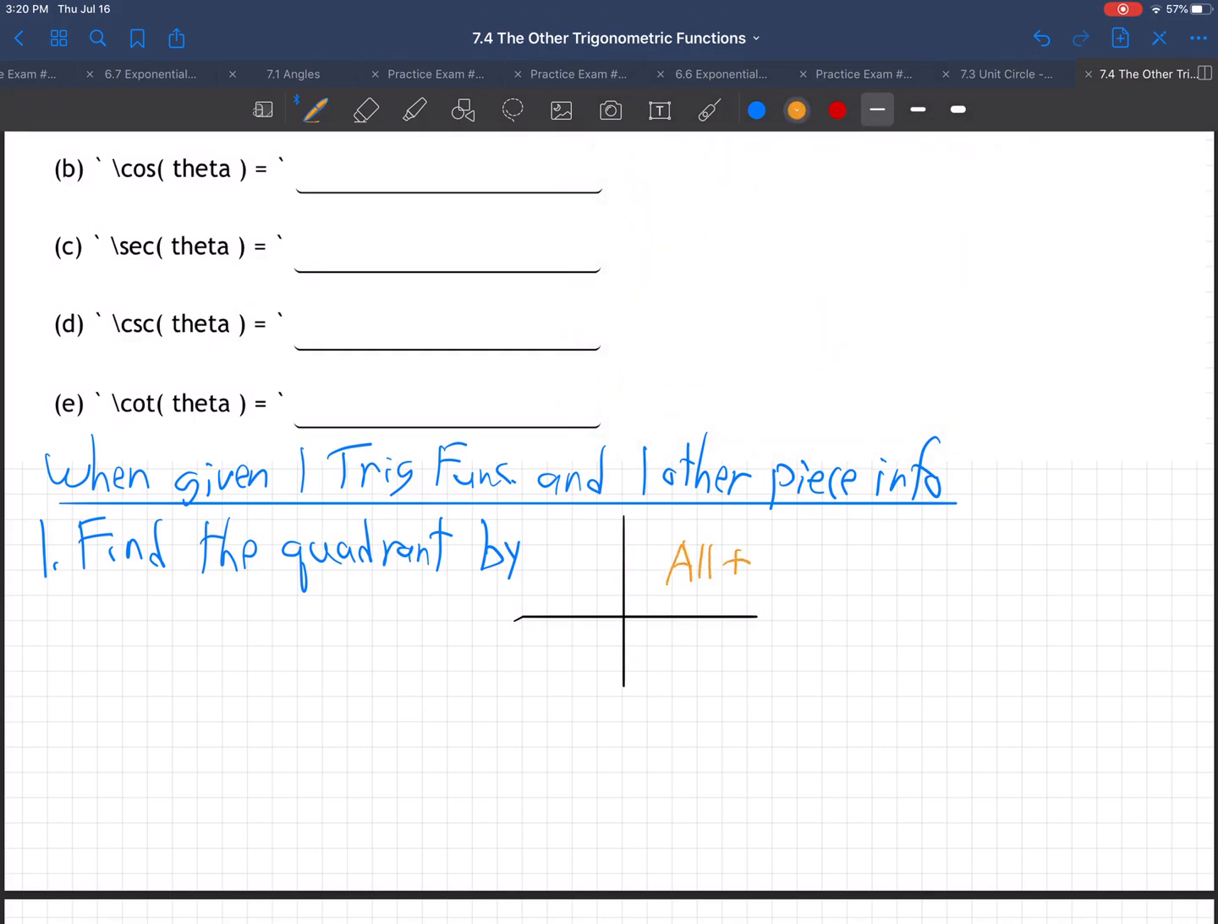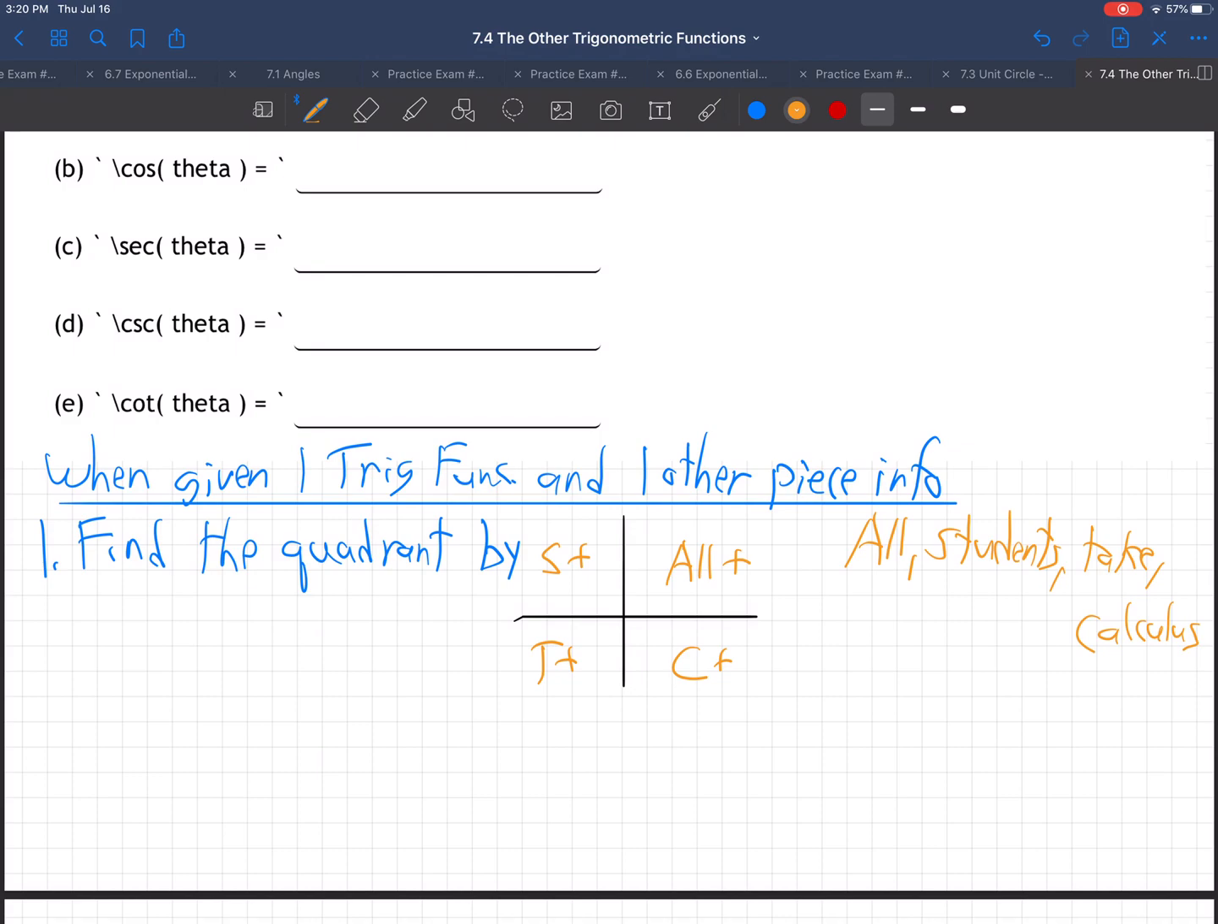All students take calculus. All students take calculus. Now, it's not really a true statement. Maybe it should be. I don't know. But I'm a math teacher. My opinion probably doesn't count.